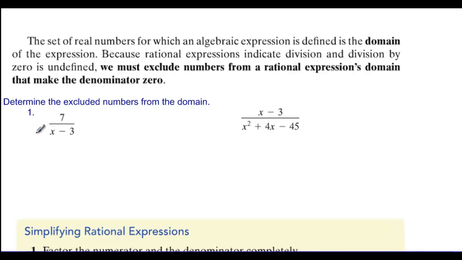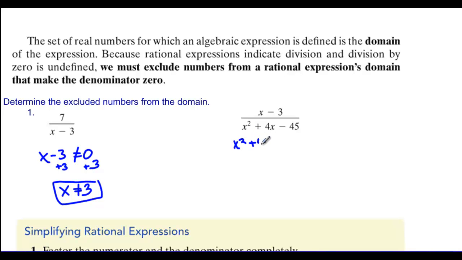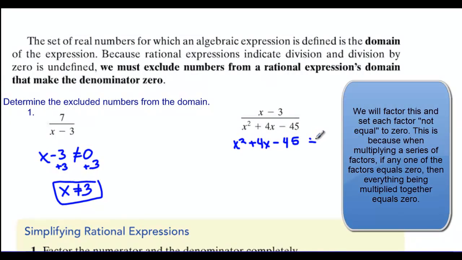So to figure out the excluded values, if we take the denominator, determine that it cannot be 0, and then solve, we would add 3 to both sides here. And we would get that x cannot be 3. So x cannot be 3 for this first one. For the next one, to figure out the numbers excluded from the domain, we're going to have our x squared plus 4x minus 45 cannot be 0. So we're going to go through and solve this by factoring.